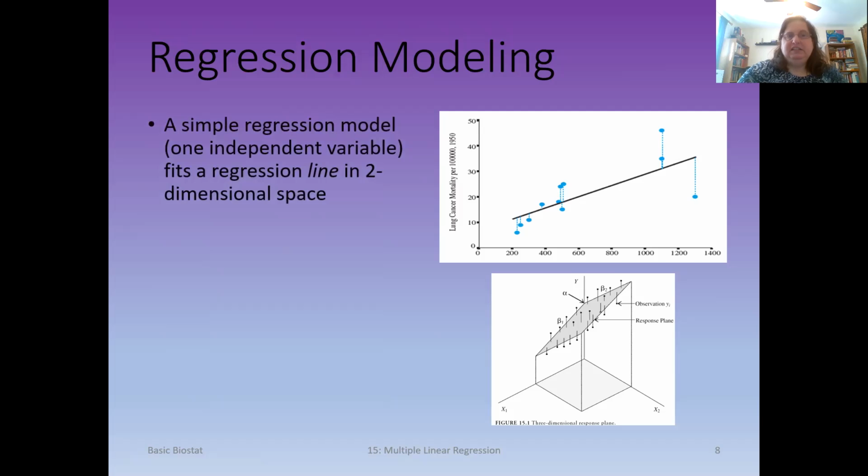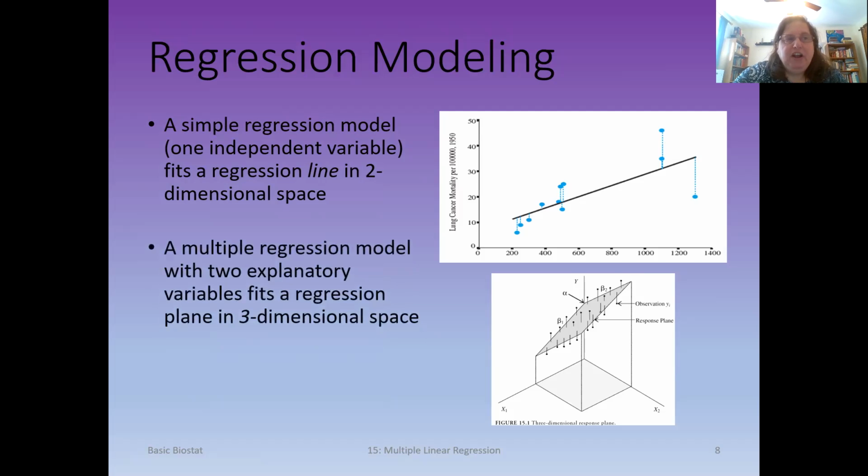Regression modeling. The top is a simple linear regression model with one independent variable fitting a regression line in two-dimensional space. The bottom is a multiple regression model with two explanatory variables, two IVs, that fits a regression plane in a three-dimensional space. Now, I'm going to blow this up a little bit more so you can see what this bottom one looks like. You're used to seeing the top one, I think. This bottom one is a little bit different.